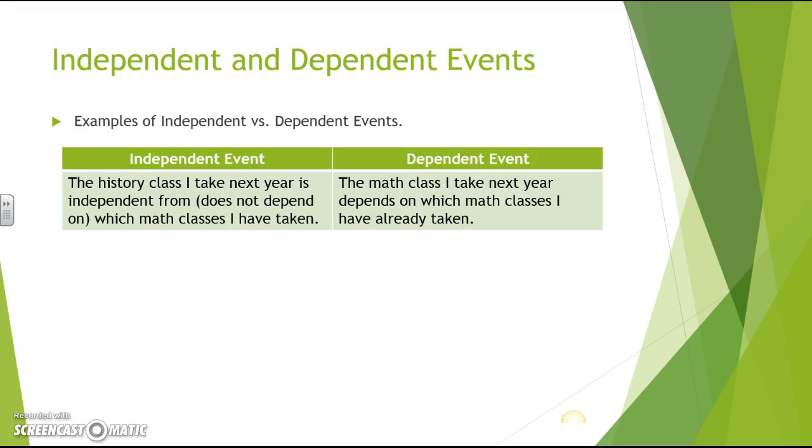Here are some examples of what independent events and dependent events look like. So for example, for an independent event, you might have a history class, and it says the history class I take next year is independent, which means it does not depend on the math classes that I have taken. So history class, math classes, doesn't matter. They're independent from one another. Whereas a dependent event is the math class I take next year depends on which math I have already taken. So with dependent events, like for instance this math class, the math class you take year after year depends on the class you took the previous year or are currently in.